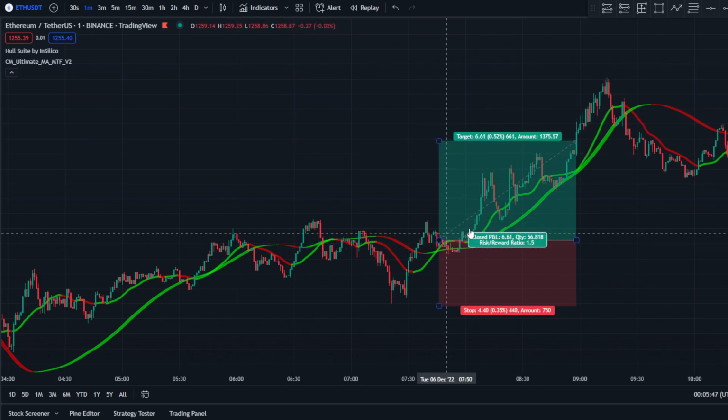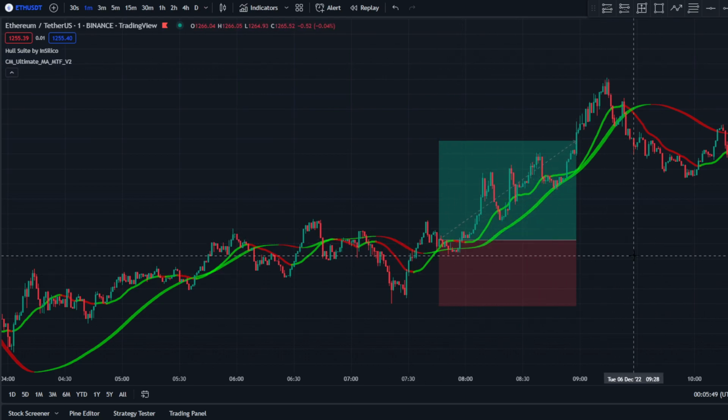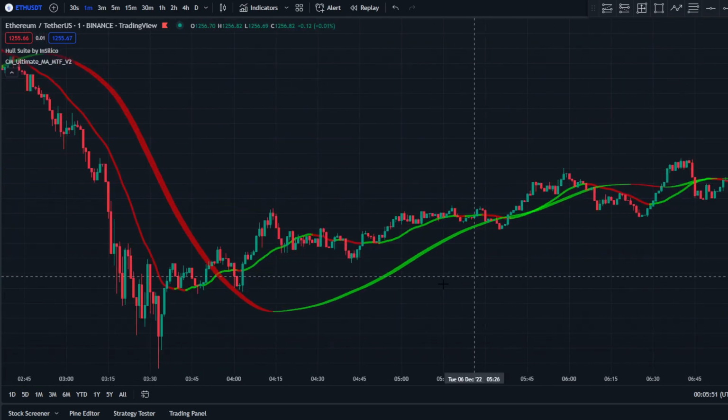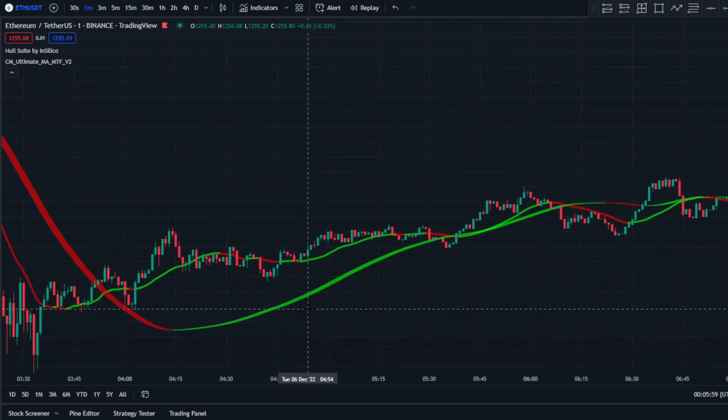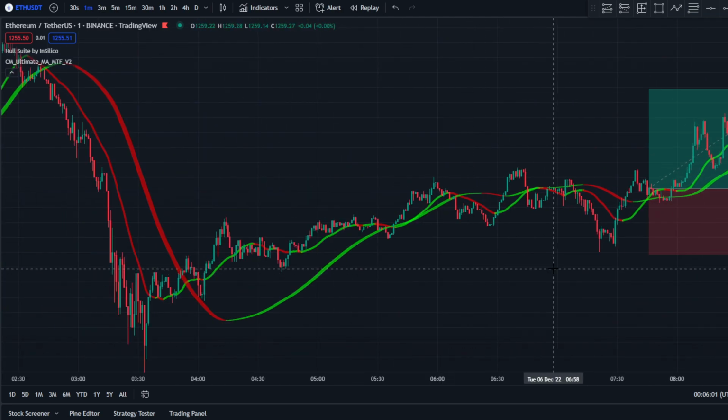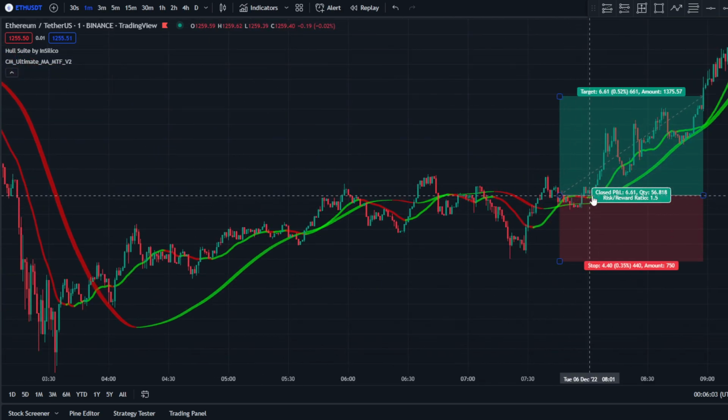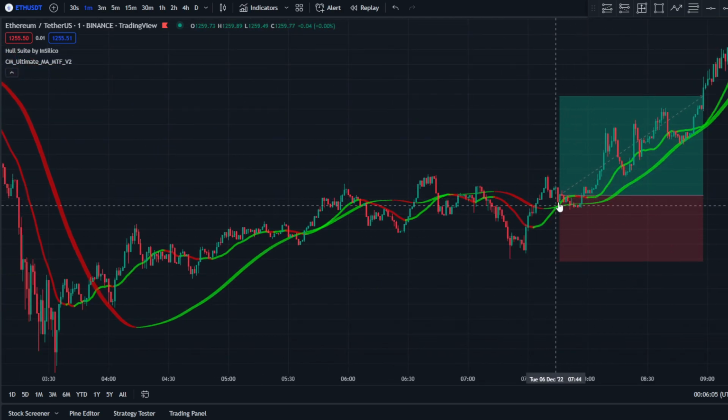As you can see, it just helps you to tell where the trend is going. Here we have the crossover of the moving averages, but since one is red and one is green, we want to ignore that signal. You only want to enter a long position when it is green and green in color, and it is right here.